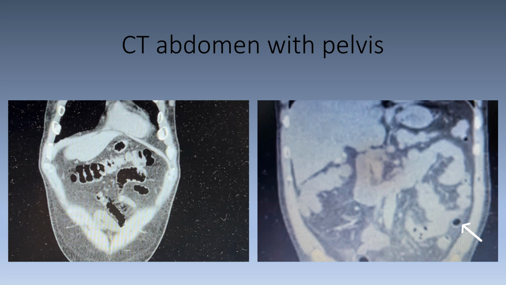Once we sent the images in to the radiologist and he read the images, the report did come back that the patient had cholecystitis with severe acute diverticulitis in the sigmoid colon.